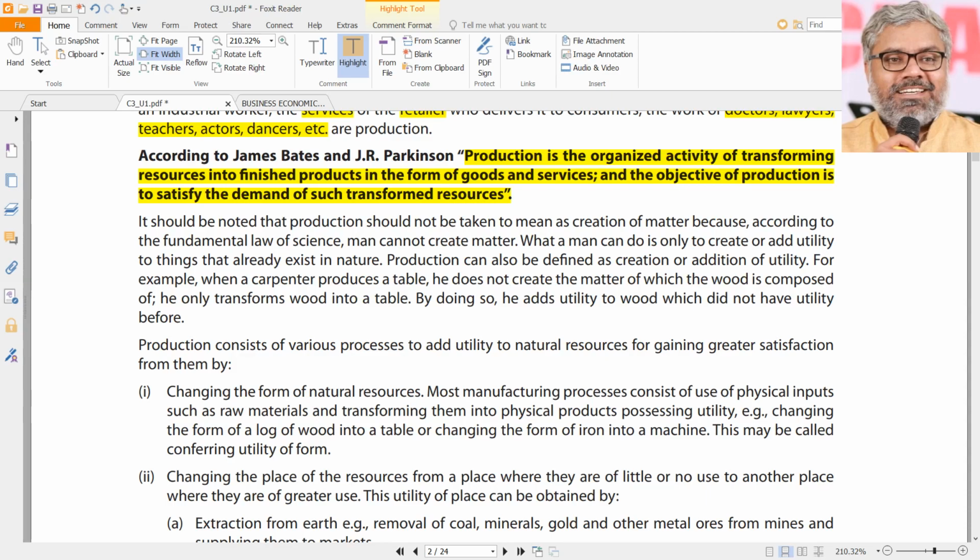We have the capacity and science, technology, machinery to transform natural resources like crude oil into petrol, diesel, tar, wax, many forms. So that is what production is. It is the organized activity of transforming the resources into finished products. And those finished products, by the way, could be in the form of goods and services also. So simply, that's what production is all about.